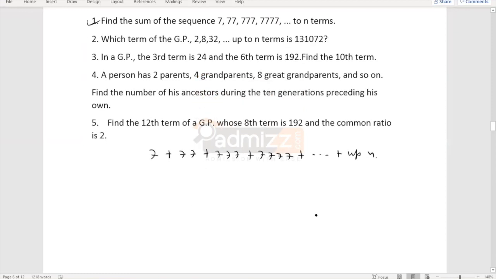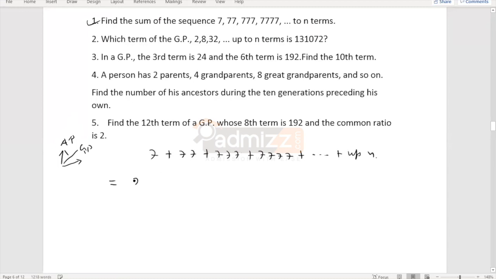So you can see here this sequence is not in arithmetic progression, not in geometric progression. You cannot use your n by 2 into (2a + (n-1)d) formula. Then what will you do? So you have to reduce it either to an arithmetic progression, or a geometric progression, or a power sequence. So let us try to remember.